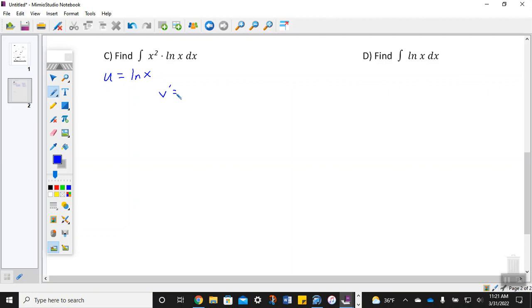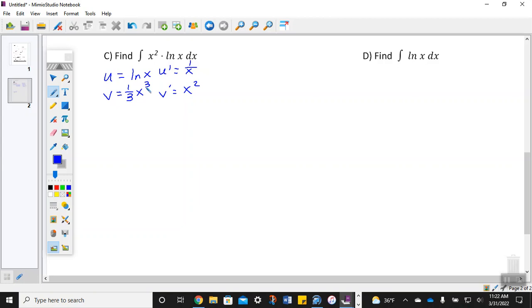x squared. All right, talk me through this. What's that going to make u prime? You guys remember the derivative of natural log of x? Isn't it 1 over x? Very good. And then how about the antiderivative of v prime? x cubed. Okay, so is it okay if I just call it 1/3 x cubed then? Okay. Do we have the necessary ingredients to bake this integration by parts?